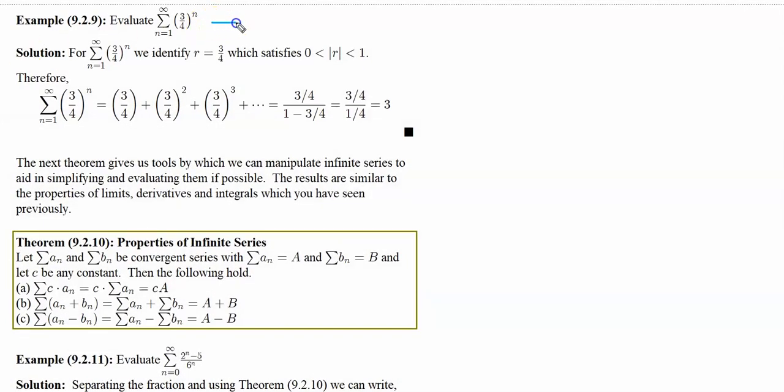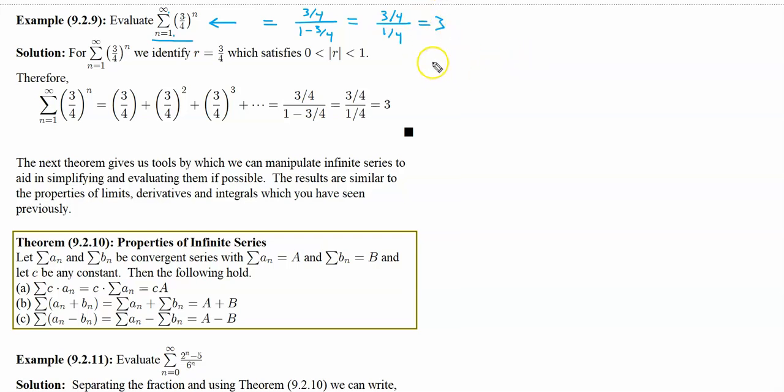So for example, what would be this geometric series? Now you see we're summing from 1 to infinity of (3/4)^n. Well, following the formula that we just derived, since we're summing from 1 to infinity and 3/4 is less than 1 in absolute value, this is going to equal r, which is 3/4, divided by 1 minus r. And so that simplifies as 3/4 divided by 1/4, which of course is 3.